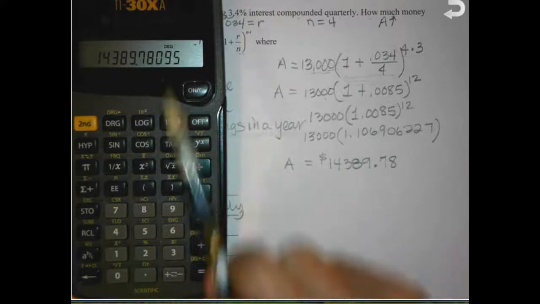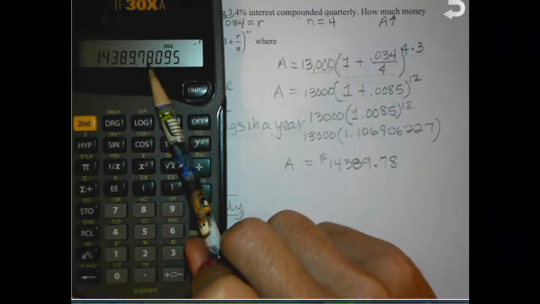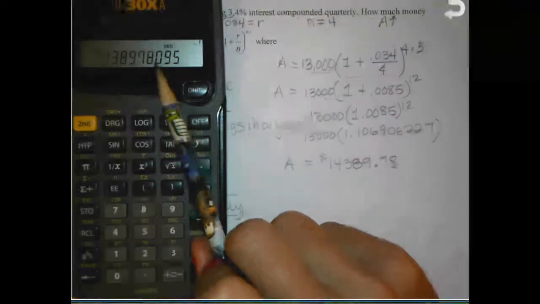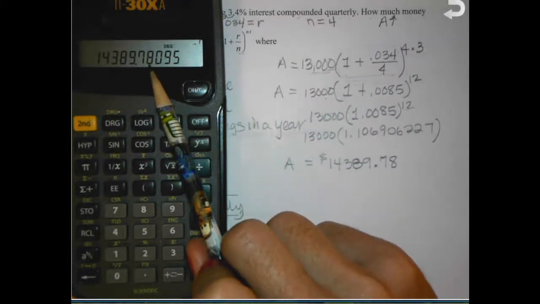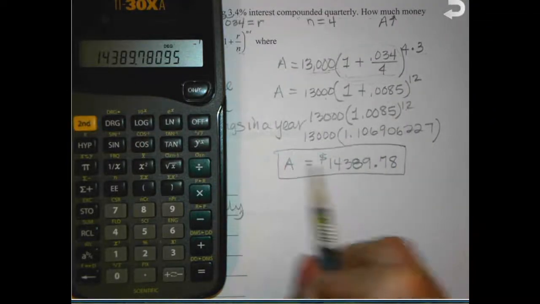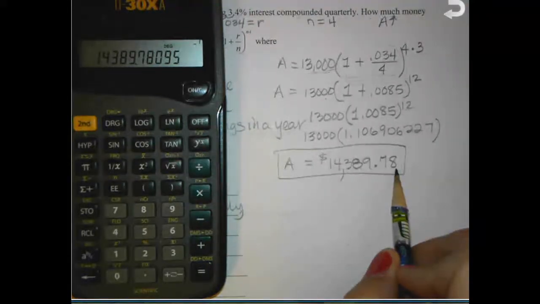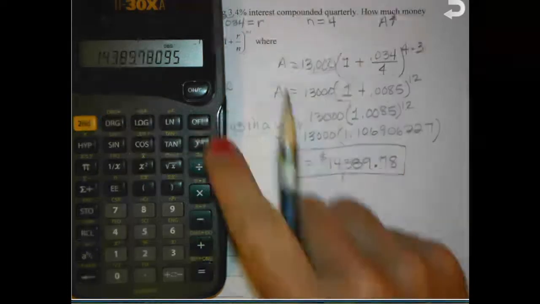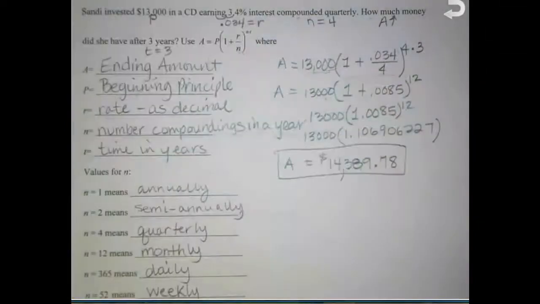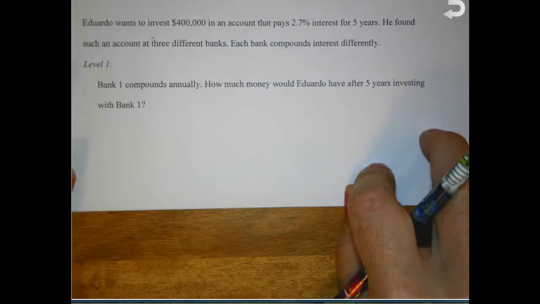Now if the 0 were a 5 or higher, then I would want to bump the 8 up to a 9, but because it's less than 5, I will just leave the 8 as it is. So my answer is Sandy will have $14,389.78 after 3 years of her investment time. Okay, we have a problem here for you to work. Go ahead and pause and give that one a try.